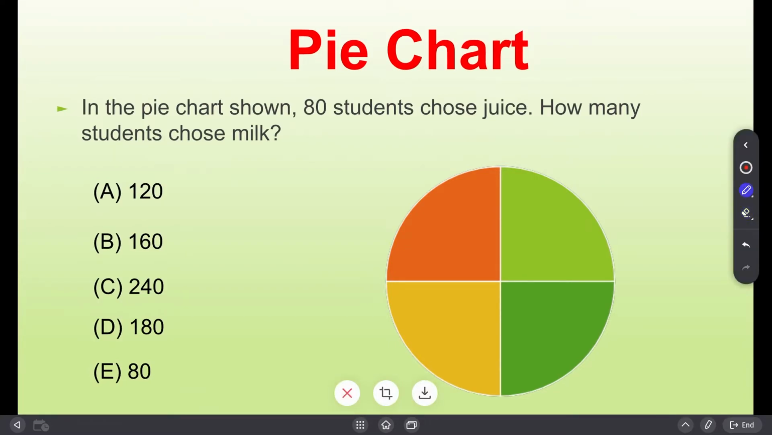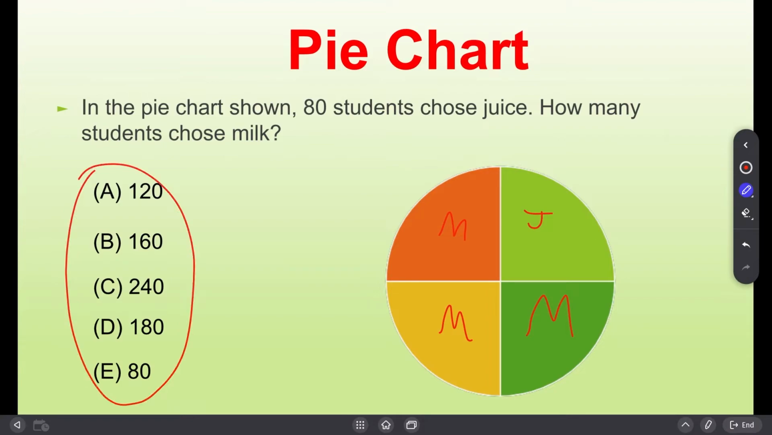This one here is supposed to be J, this one's supposed to be M, this one's supposed to be M. So this is how our pie chart is supposed to look. So 80 students chose juice, and how many students chose milk? And these are our answers that we can choose. So what we're first going to want to do is, once we look at this, we can see that 80 students chose juice. So we already know that juice is equal to 80.